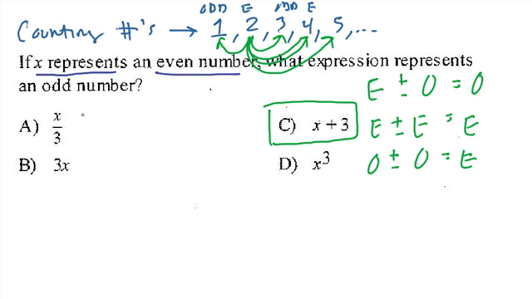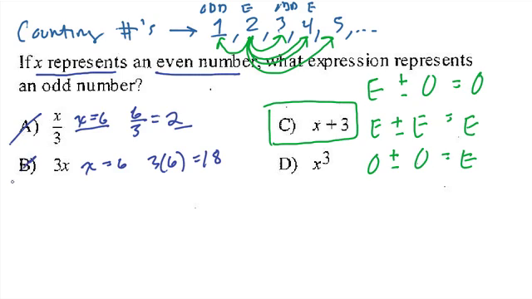So if we try A, if I take x equals 6, then what happens? Well, then we have 6 divided by 3, and that's 2. So we started with an even, and our result was even. So A doesn't work. We're trying to get an odd number. In B, if x equals 6 again, then 3 times 6 gives us 18. Wow, okay, that's still even. And that makes sense because this means 3 groups of 6, or 6 plus 6 plus 6, which is really an even plus an even plus an even. And what did we say? Well, we said an even plus an even is even.